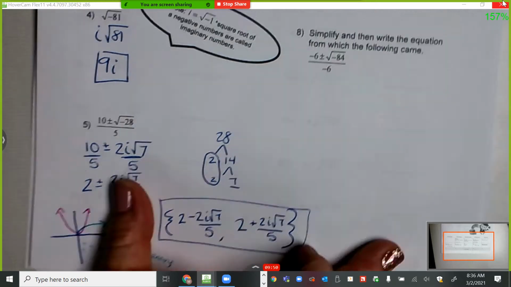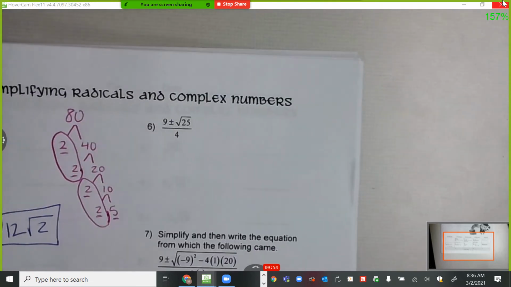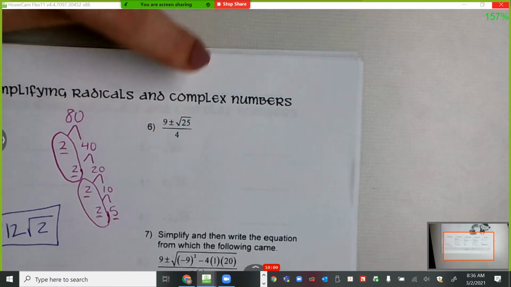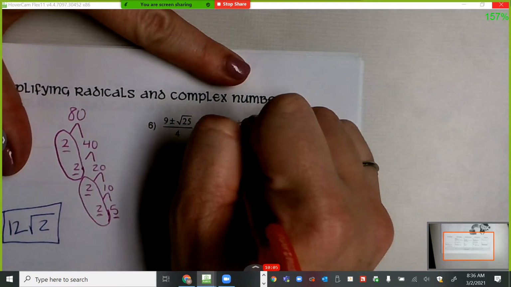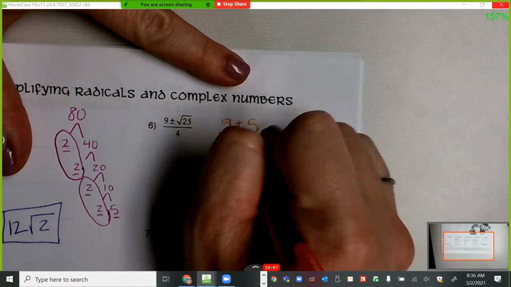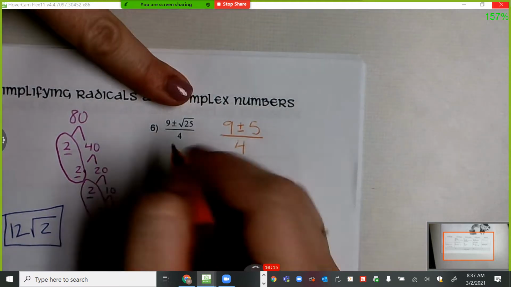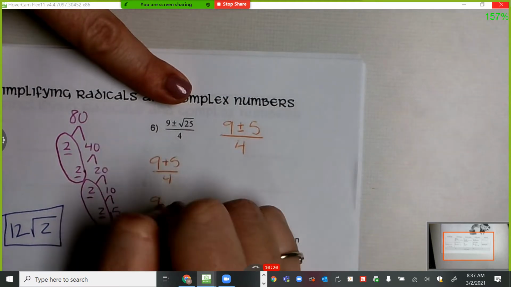Okay, so let's look at the next one. Now this one's a little prettier. Is this one going to be imaginary? No, okay, because there's no negative inside the radical. What is the square root of 25? So I end up getting 9 plus or minus 5 over 4. Well, this one we definitely want to simplify because it will simplify into two numbers. So, or separate, sorry. We get 9 plus 5 over 4 and 9 minus 5 over 4.